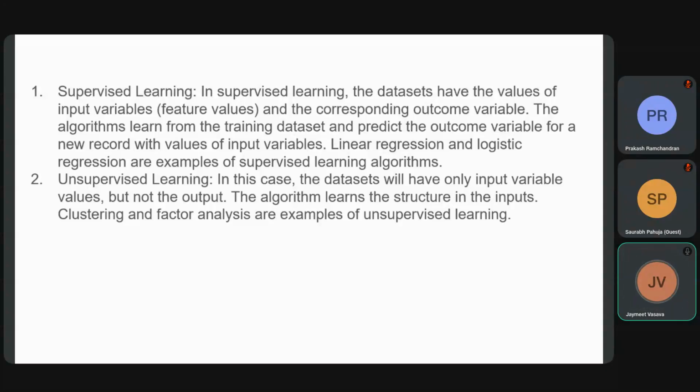Then comes the unsupervised. The data sets have only input variables, but not the output variable. The algorithm learns the structure in the inputs that are given to the model, and clustering and factor analysis are examples of unsupervised learning.